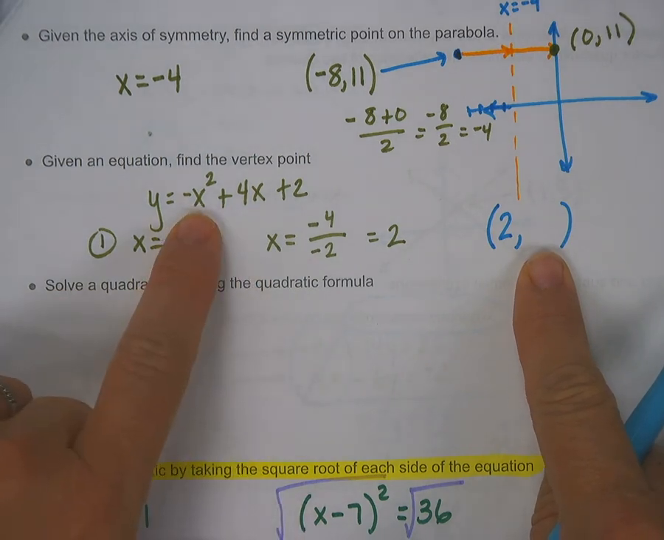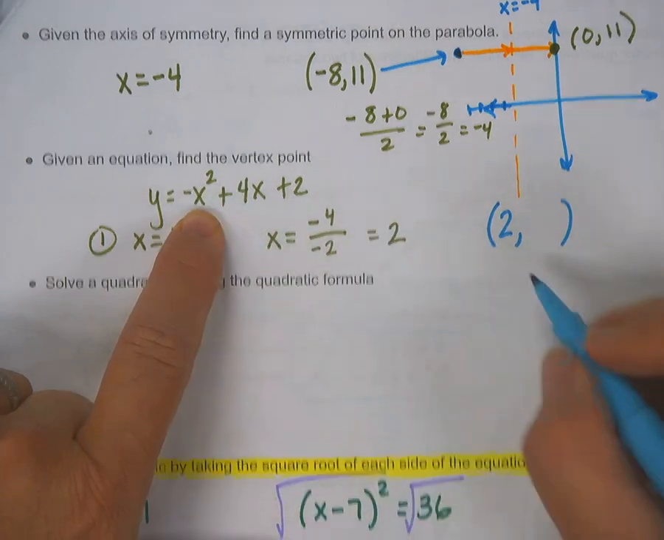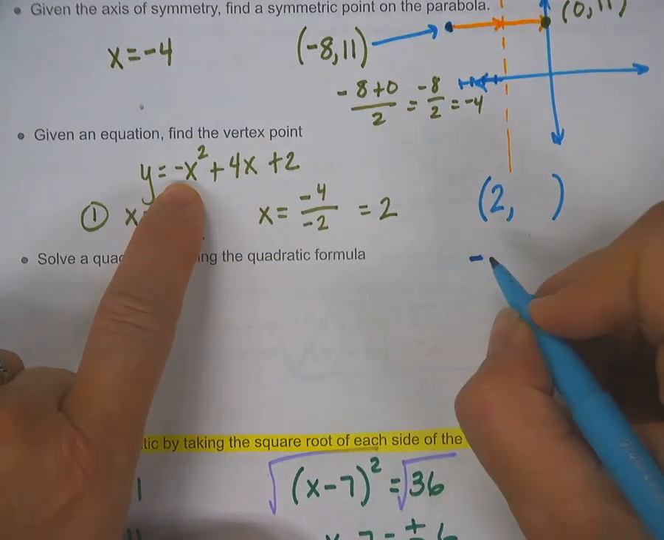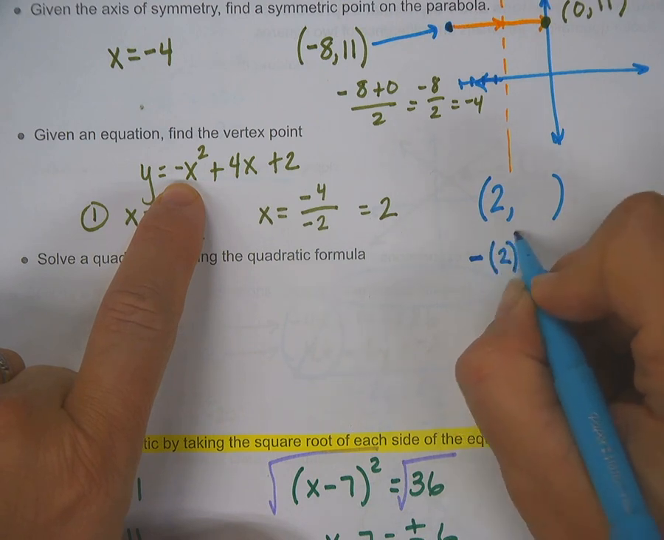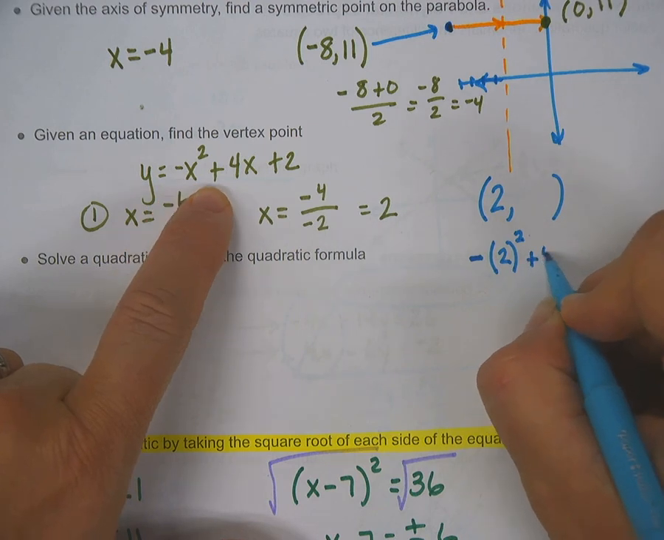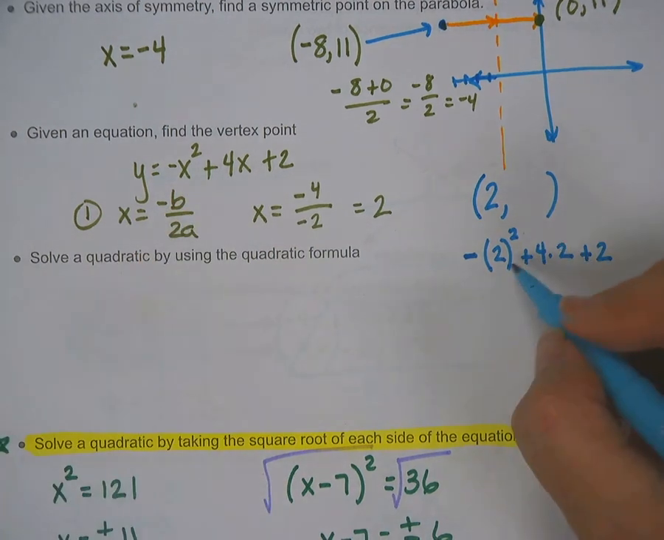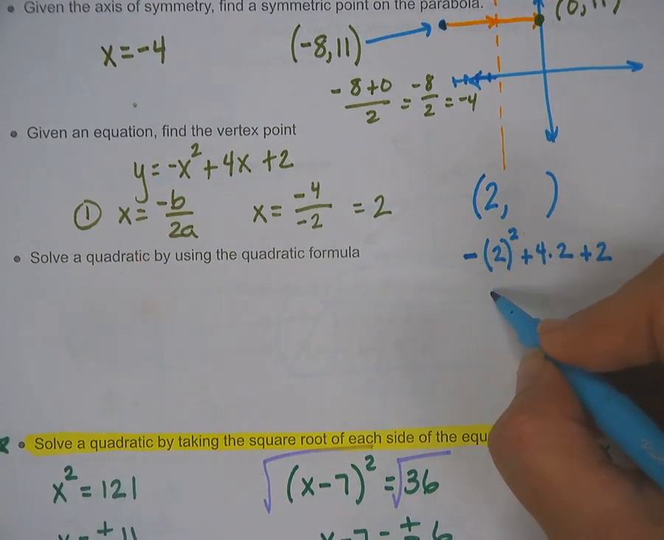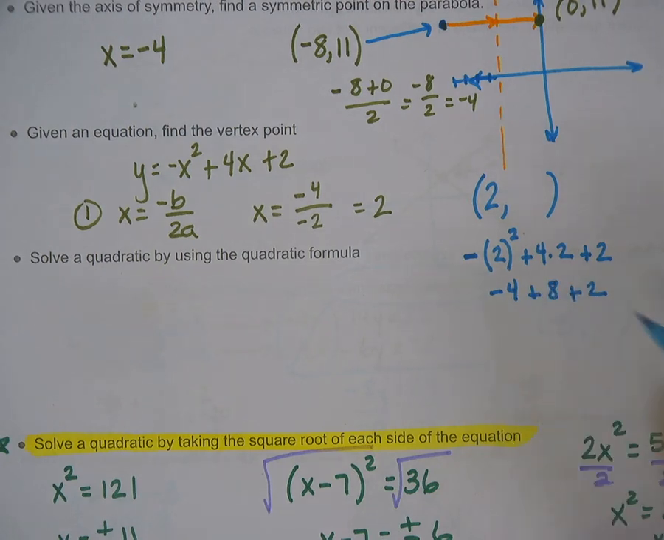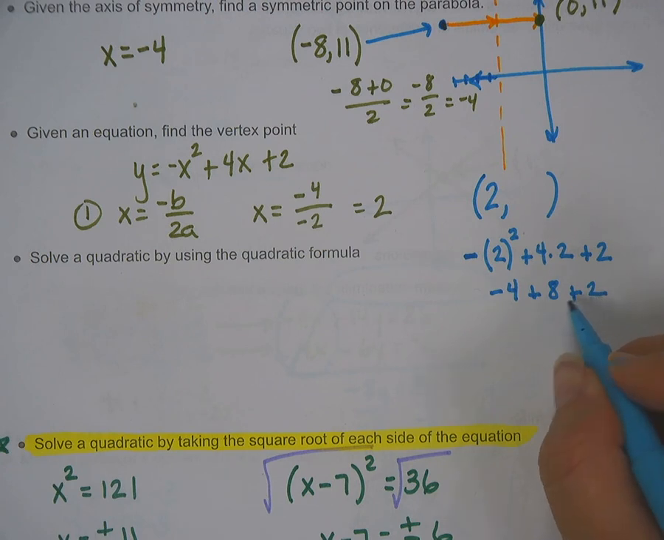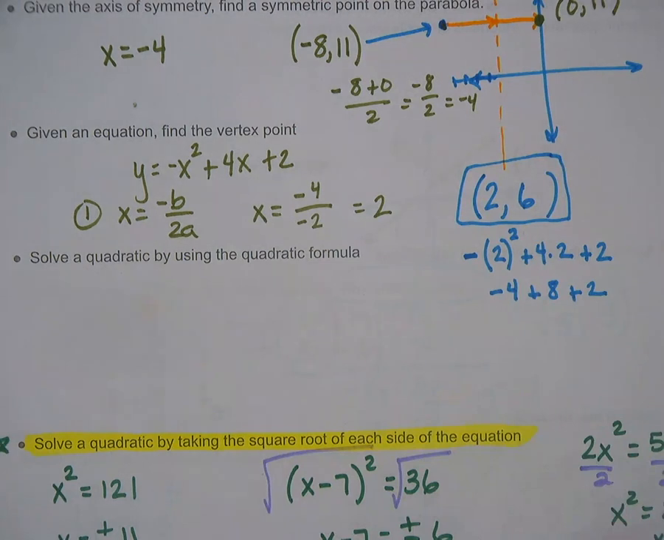Okay, now to find the vertex or the y value, we're going to substitute 2 in place of the x. Now this one's tricky because we have a negative sign, but then we are taking 2 and squaring it. Plus 4 times 2 plus 2. So 2 squared is 4, and then the minus sign makes it -4. 4 times 2 is 8, plus 2, so we have 10 minus 4, so our vertex point is (2, 6).